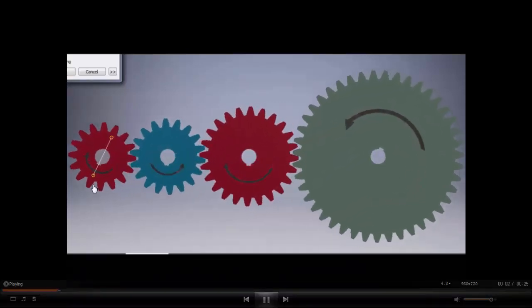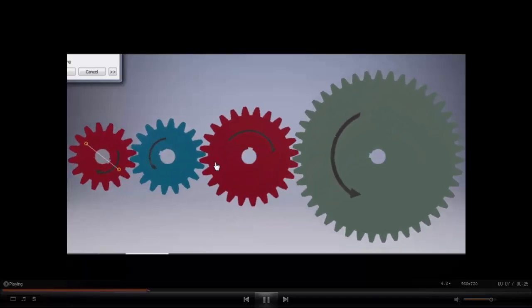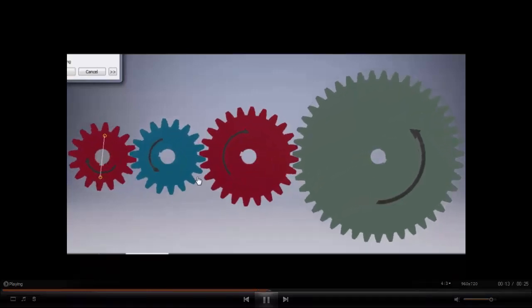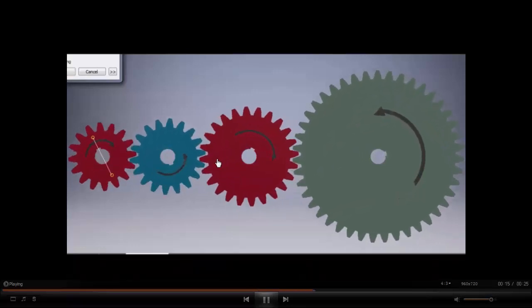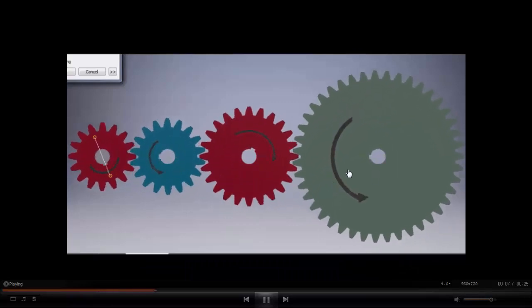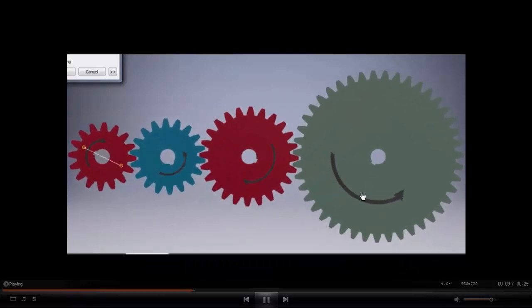You can see another point. See, the smaller the gear, the faster it rotates. And as the size of the gear goes on increasing, the speed of rotation goes on decreasing. This is a very important point that you must note. The smaller the gear in a gear train, the faster it will rotate. The larger the gear in the gear train, the slower it will rotate.